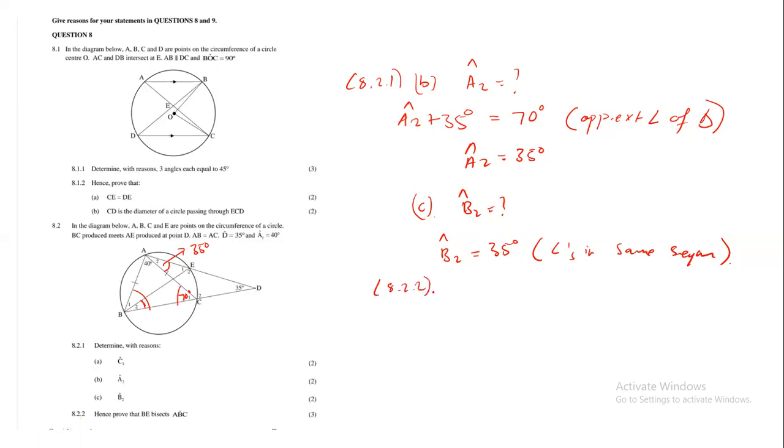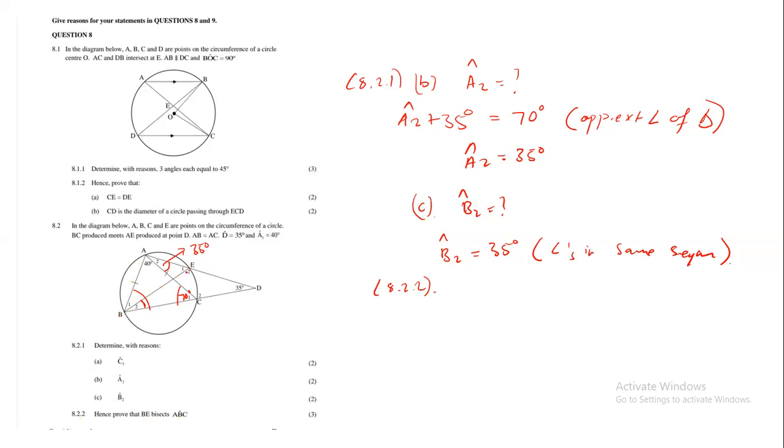Now, 8.2.2, it says to us, hence, prove that BE bisects angle ABC. They want us to prove that BE, which is this line, bisects this angle. Okay. Now, this is what is happening.